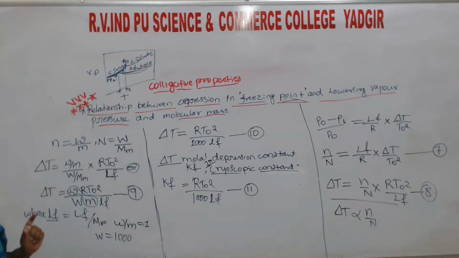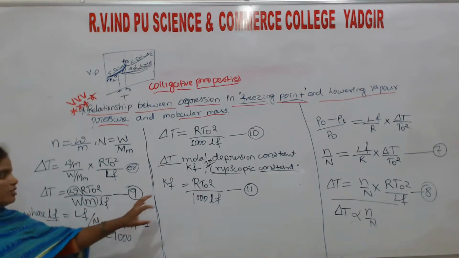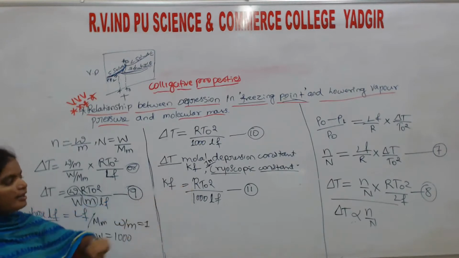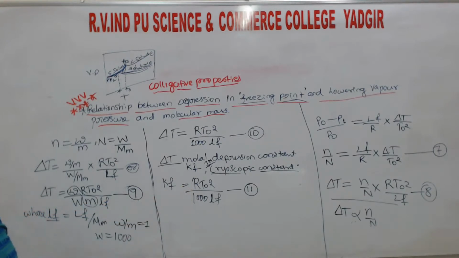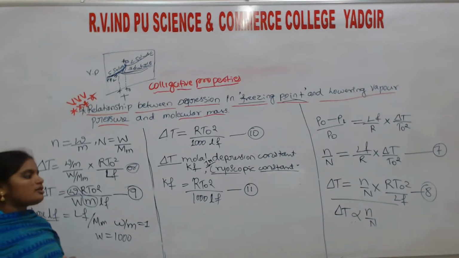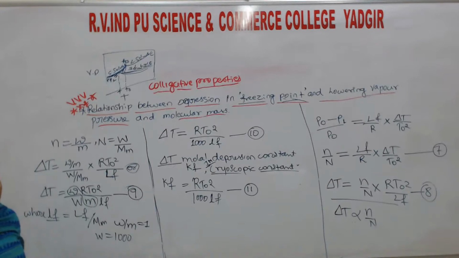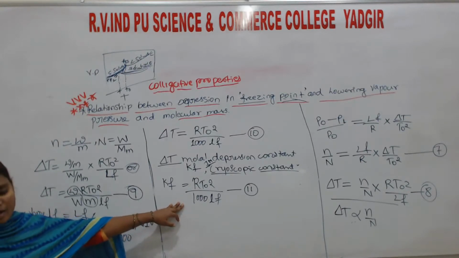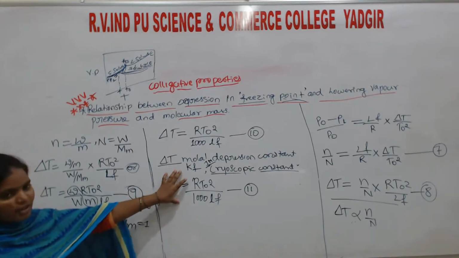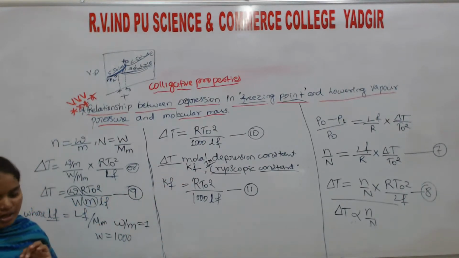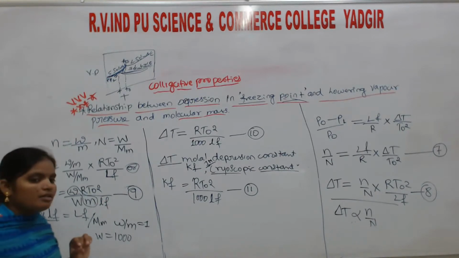Here R is the gas constant, and T naught is the normal freezing point, and L_F is the heat of fusion per gram of the solvent. All quantities on the right hand side of this equation are constant, and hence Kf is constant for a given solvent.